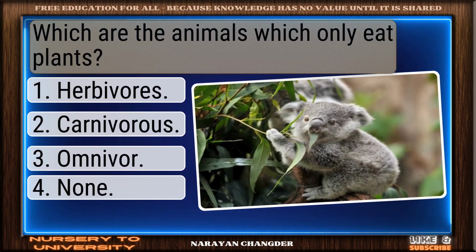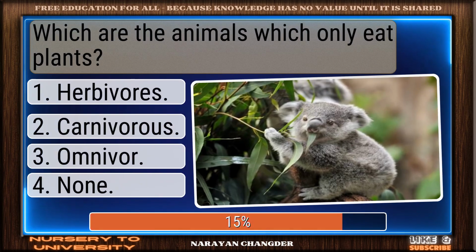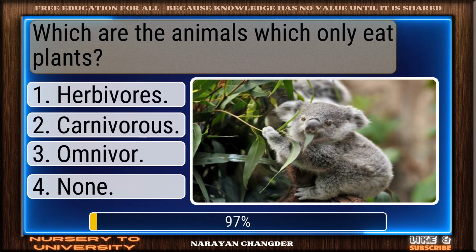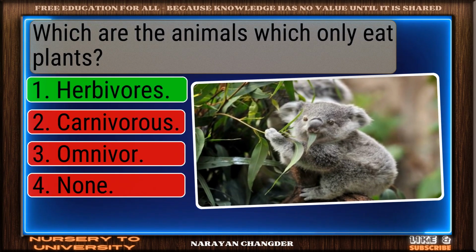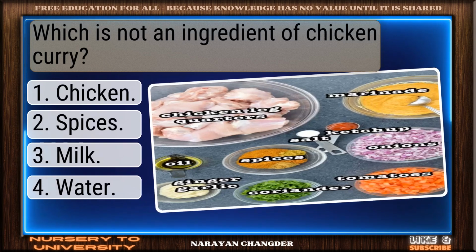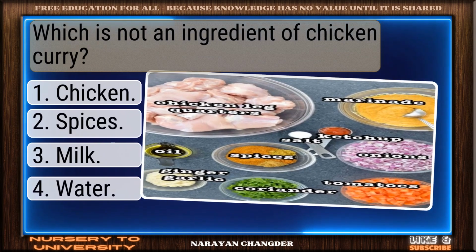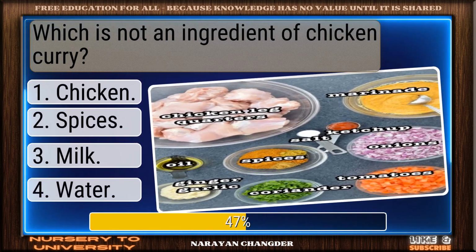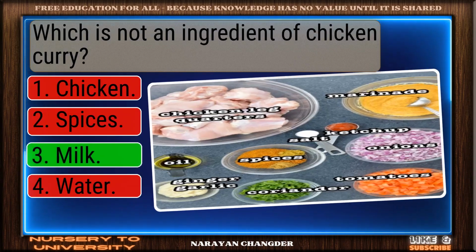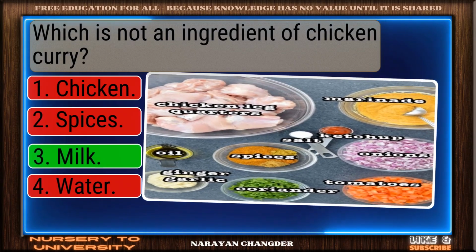Which are the animals which only eat plants? Valid point. Herbivores is true. Which is not an ingredient of chicken curry? Perfect. Milk is the correct choice.